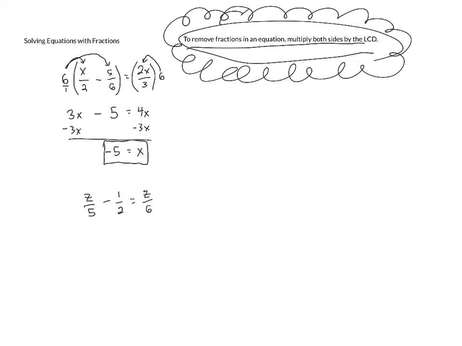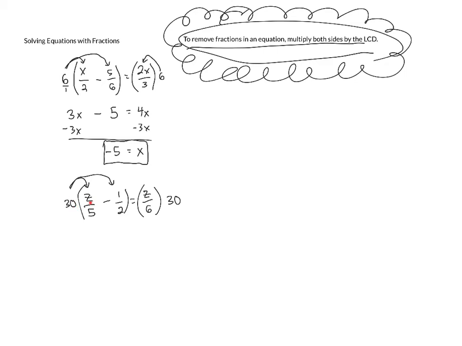Okay, so here we need again to multiply both sides by the LCD. We need the LCD of 5, 2, and 6. And the smallest number that is a multiple of all of those is 30. So we're going to multiply both sides by 30. On the left, we'll have to distribute.